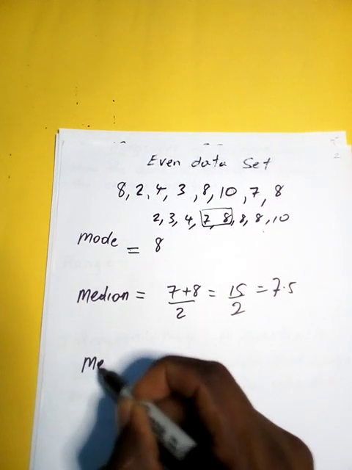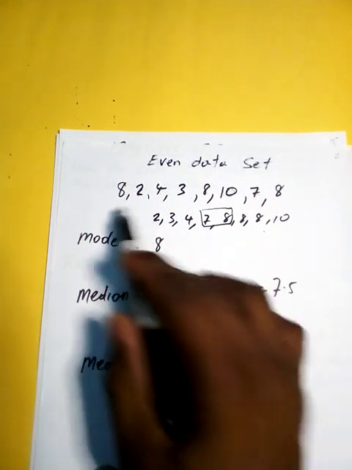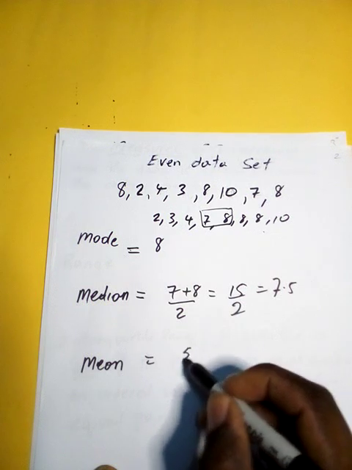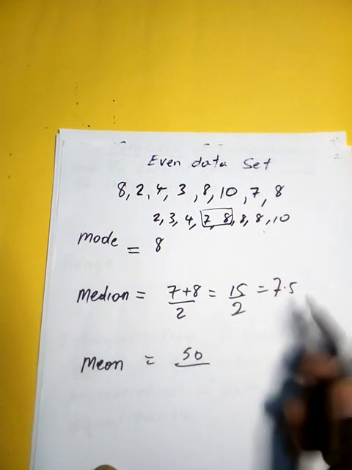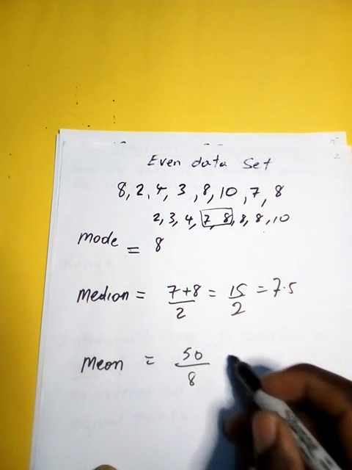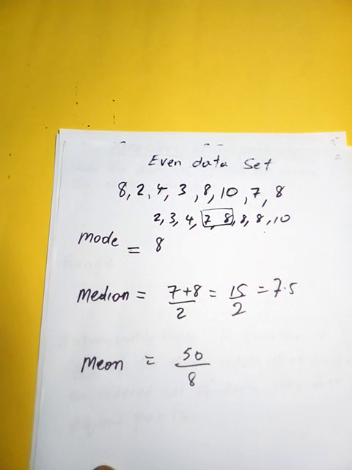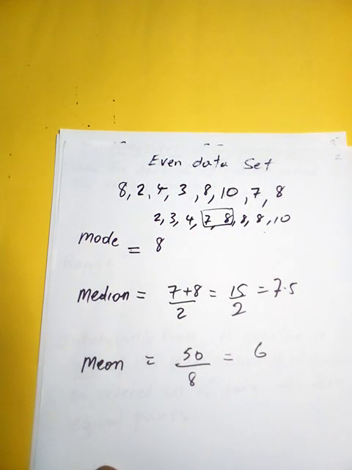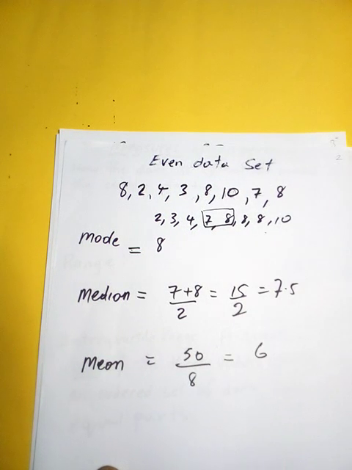To find the mean, we sum all the numbers, and if we add all the numbers, we'll get 50, and we divide by the total numbers that are there. All right, so we'll get 6 point something here. Okay, so it's an even set. And that's how we find the measures of central tendency for mode, median, and mean for raw data.